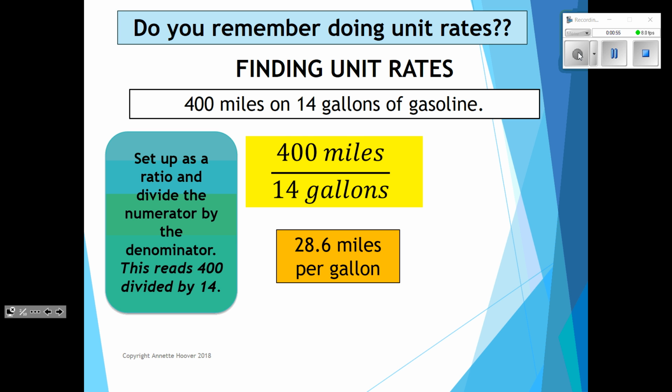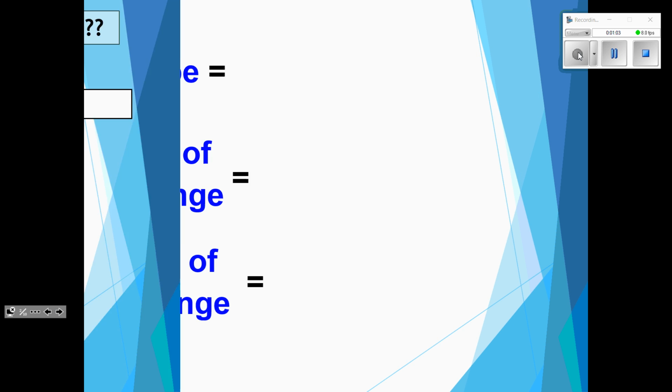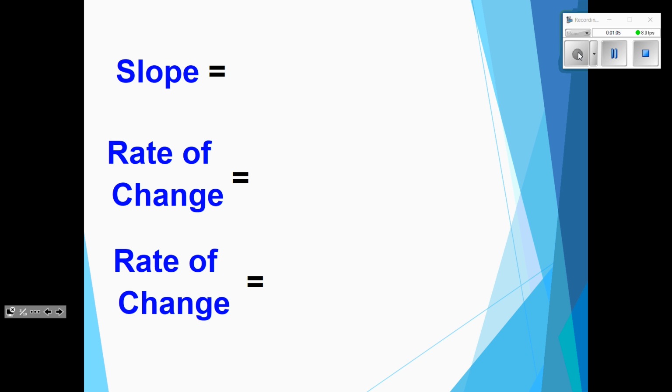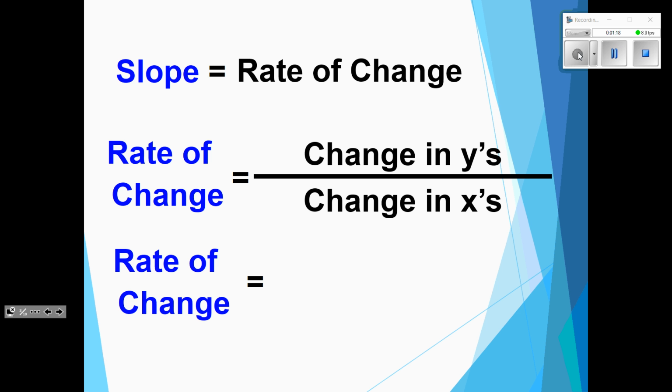So finding the unit rate was finding whatever it is that you're measuring and doing it for 1 gallon or whatever else you're measuring. So slope is the rate of change. We're going to begin to look at linear equations, and you need to have the slope in order to graph a line.